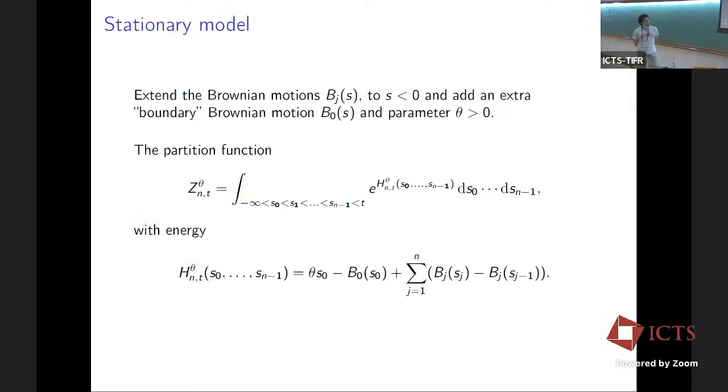The model that they introduced is this one, where instead of n-1 times, we have an additional time S0 that has a special role because it's in the Hamiltonian, it appears with this linear coupling term, theta times S0. And this is called the stationary O'Connell-Yor polymer. On the next slide, you'll see why it's called stationary. But same idea, we integrate over this n tuple, and we sum n independent Brownian increments across these jump times.